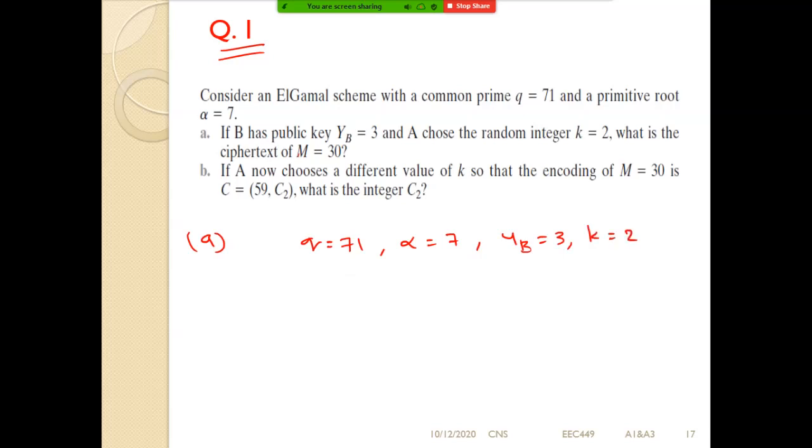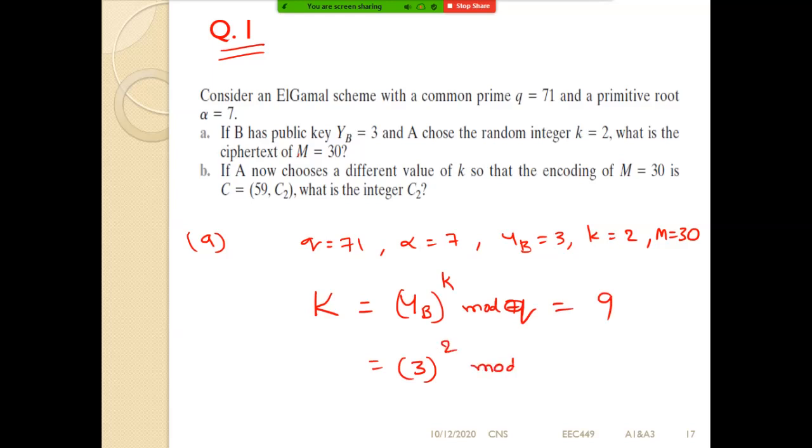So to generate a ciphertext, we should know capital K by the user A. So what is the capital K? Sir, 9. Okay, you are getting 9 value. Capital K. Yes, sir. Yeah, it will be 9 only. 3 square means 9 mod 71 will give 9. Correct.